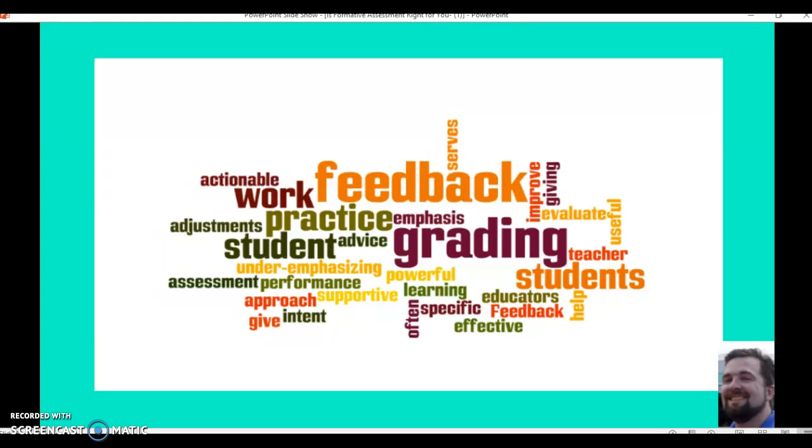Speaking of feedback, I think one of the major things in this book was the feedback loop and ways that we could make it better for students and help them grow as individuals focused on learning.